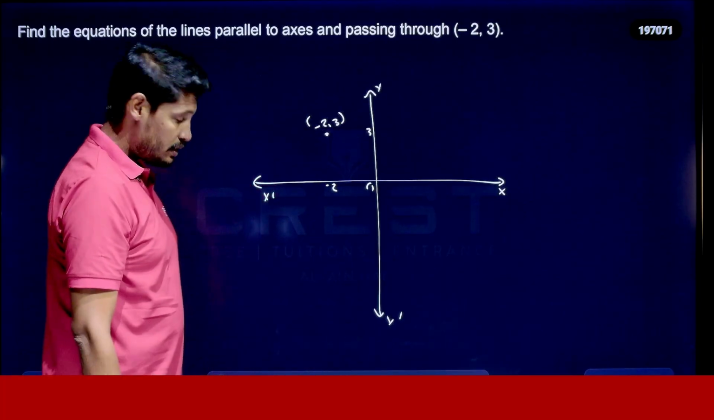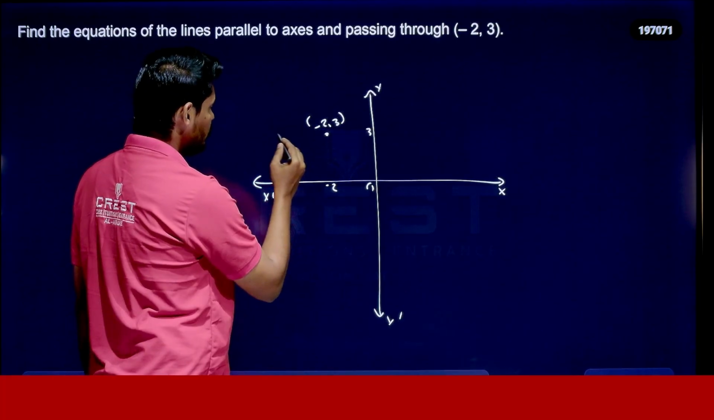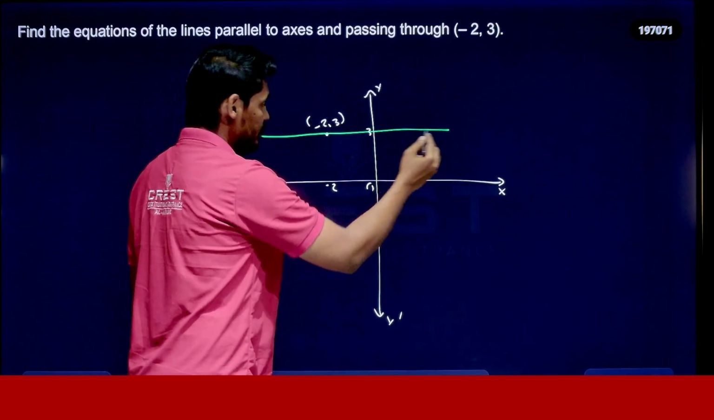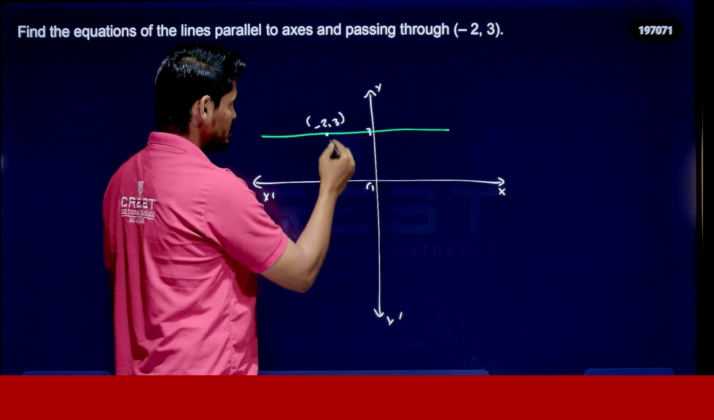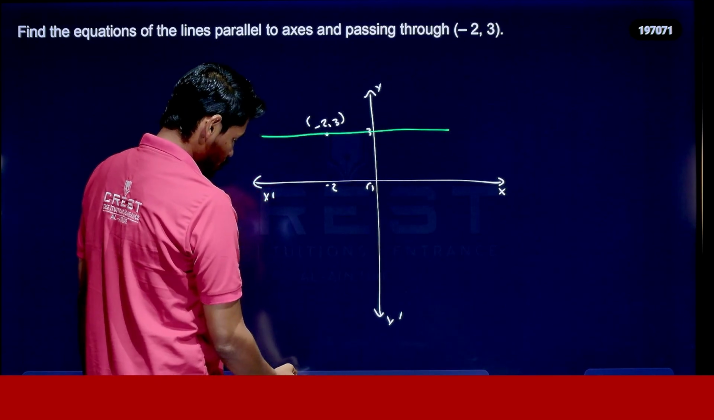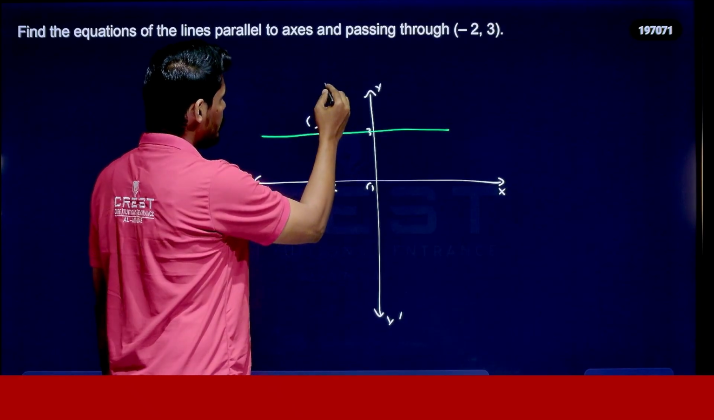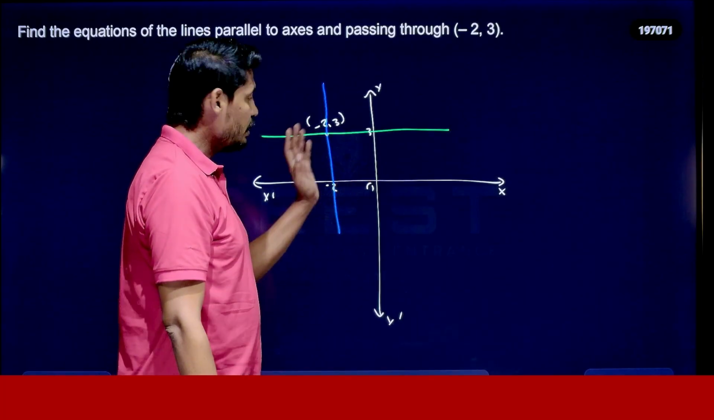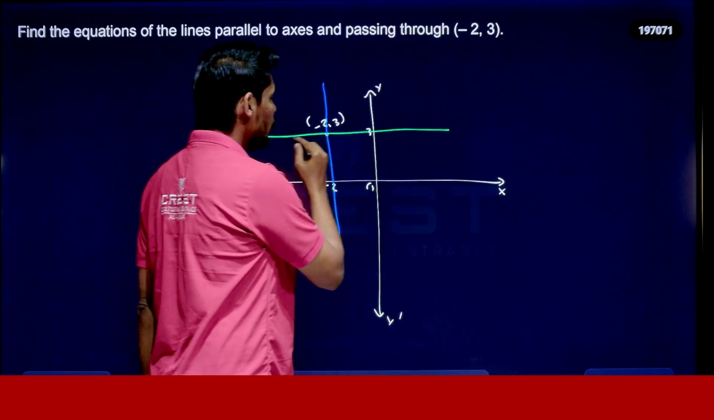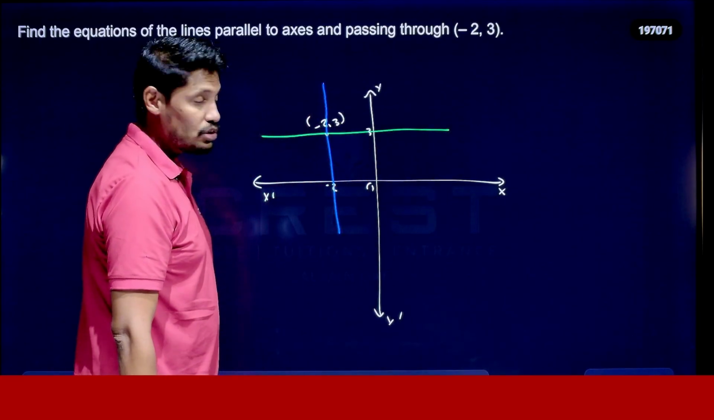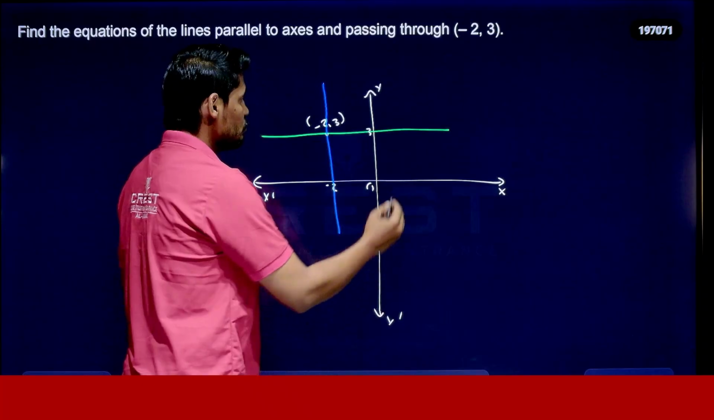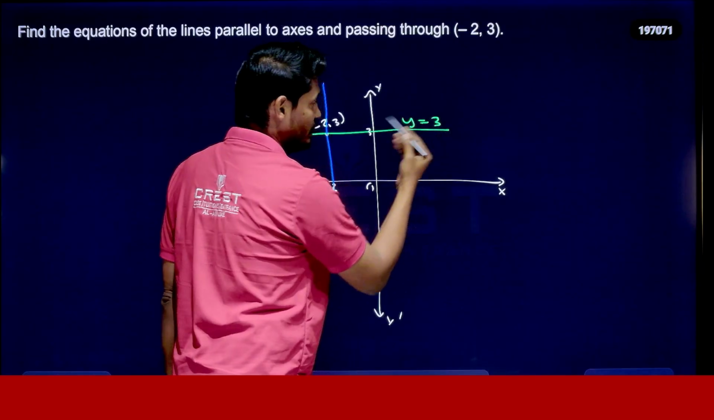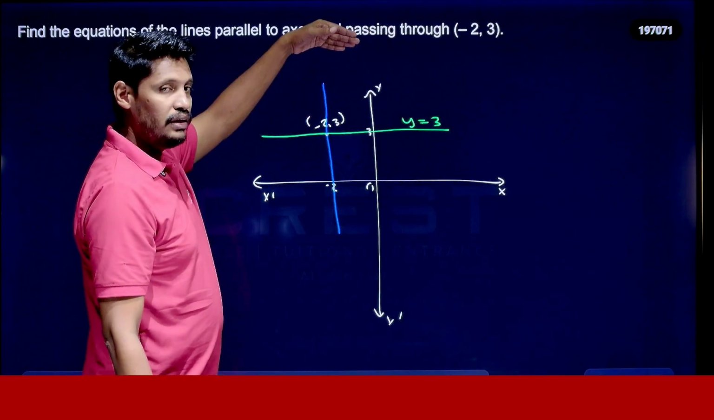When you draw parallel lines from this point, this is one line, a horizontal line which is parallel to the x-axis. We can draw another line also, this blue line, which is a vertical line parallel to the y-axis. So what is the equation of this green horizontal line? Because it is passing through the point 3, we can say it is y equal to 3, because it is above the origin.